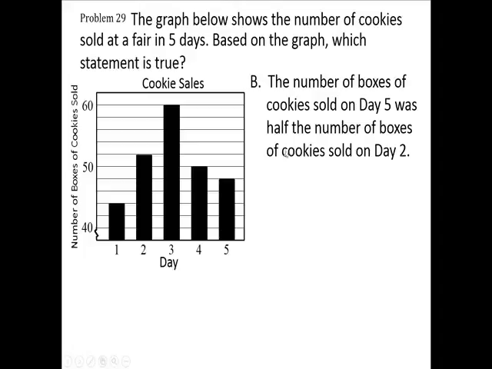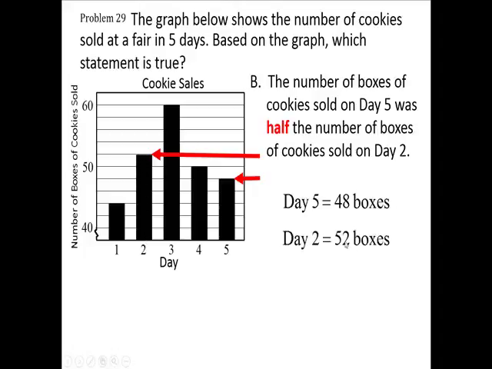Moving along to answer B. This time we're talking about day 5 and day 2. And we want to know, is it half? Well, day 5 is, here's 50, so this would be what, 48? And day 2, you're up at 50, almost 52, aren't you? Is 48 over 52 equal to 1/2? No way. Double 48, you get 96. So no way. Throw out answer B.